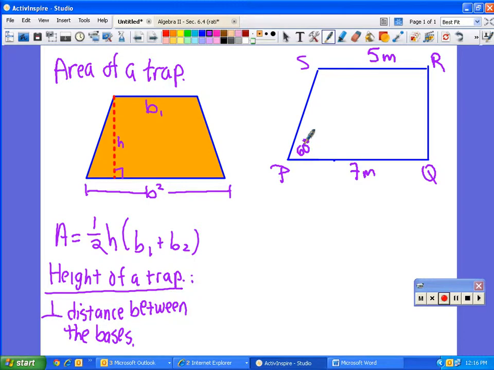Okay, so here we have a trapezoid, and we are told that one of the bases is 5 meters, and that the other base is 7 meters, and we want to know what is the area of that trapezoid. Now, what's the problem? What are we missing that's not going to allow us to get the answer immediately? Bill? We're missing the height.